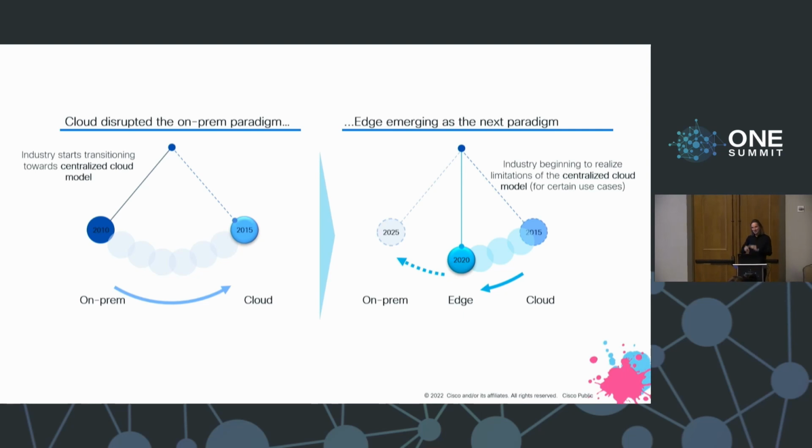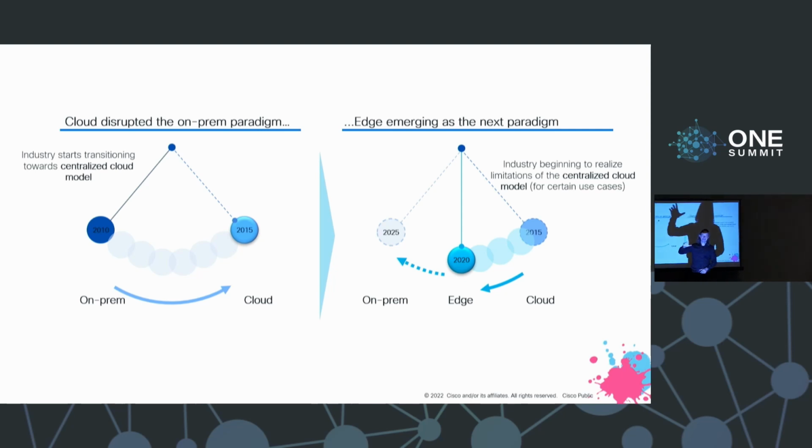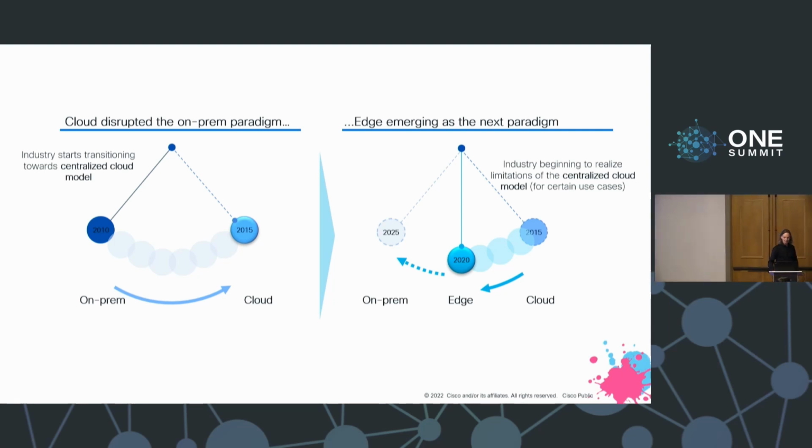So back in 2010, roundabout, everything was on-prem. And then everybody started to swiftly move their workloads to the cloud. And we've seen that height, maybe 2015, maybe 2018. But since then, we see the pendulum coming back. And there's a couple of reasons why the pendulum swings back, as we all are aware.